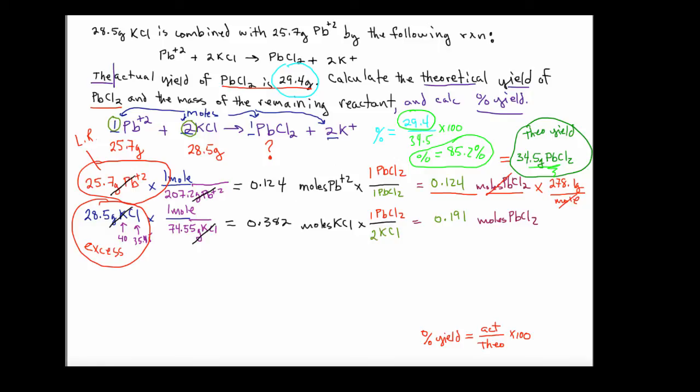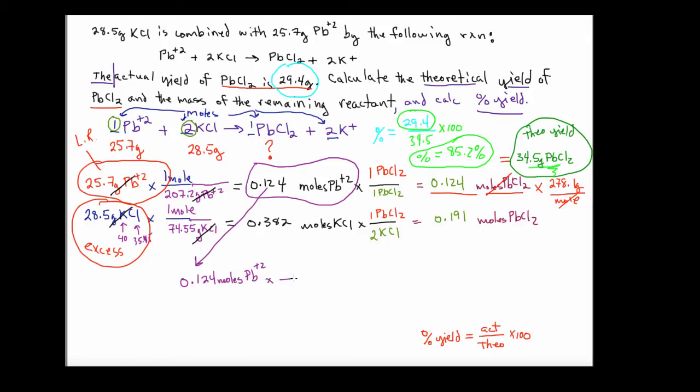Now, for the next part of this, most of the time in these reactions you're going to be asked to find the mass of the remaining reactant. So what we have to do first is find the mass of how much of the reactant in excess reacted with the limiting reactant. Remember, the only way you can do this is to use the limiting reactant itself to find the mass of the other reactant that reacted with it. So I'm going to pull down the moles of the limiting reactant. We have 0.124 moles of lead ion, that is the limiting reactant.